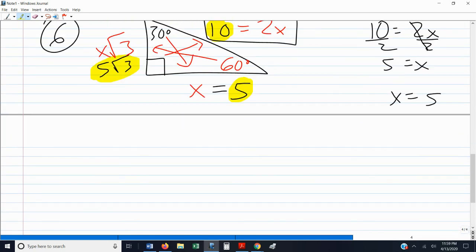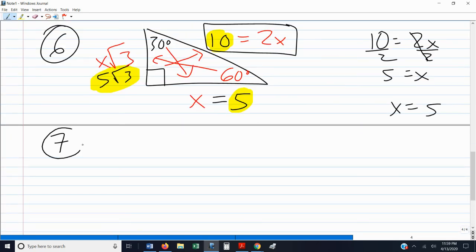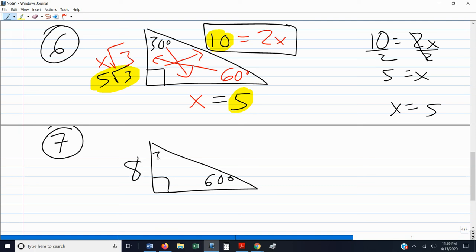And the very last one is another one of those really weird ones that you won't see a lot of, but I want to show you just in case. So this is an 8. And then this would be our 30 here. So I'm going to write in the side lengths. We have across from the 30 is x, across from the 90 is 2x, across from the 60 is x root 3. So that x root 3 side is 8.